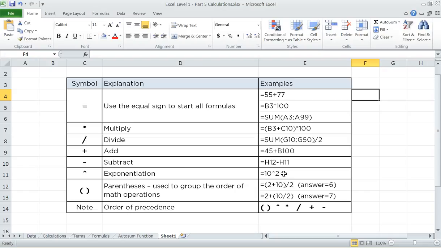So you see this example here, 10 to the power of 2, which is 10 times 10, 100. 10 to the power of 3 would be 10 times 10 times 10, which is 1,000.